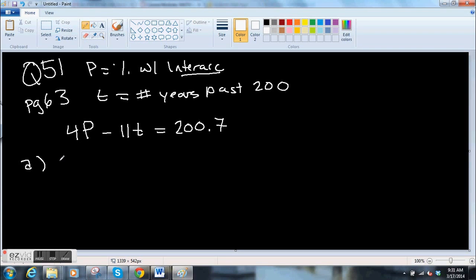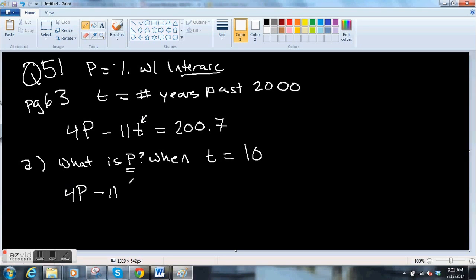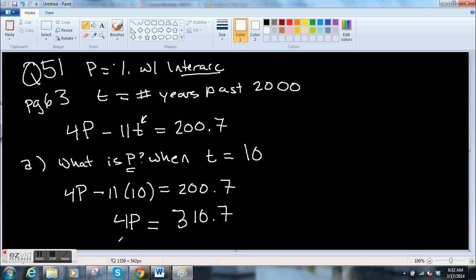So part A says what percent of the U.S. population had internet access? So what is P? What is P when, in internet access in 2010, when T equals not 2010, but 10, because we're years past the year 2000. So I want to know what is P when T equals 10. So I'm going to plug T equals 10 into this equation. So I have 4P minus 11 times 10 equals 200.7, right? And this turns into 4P is equal to 310.7.